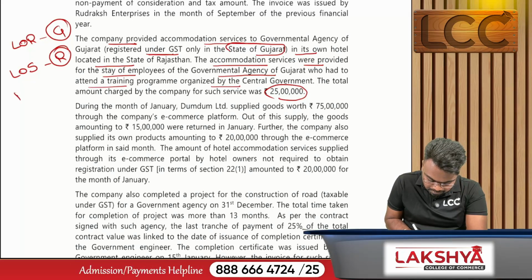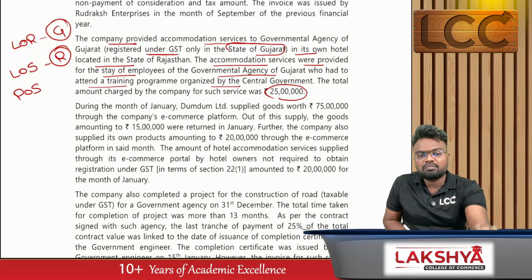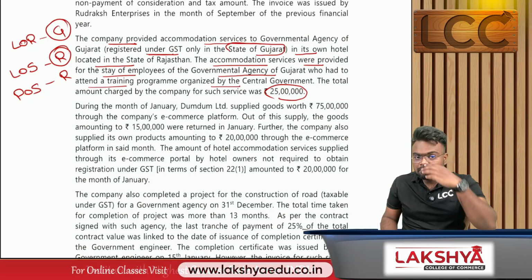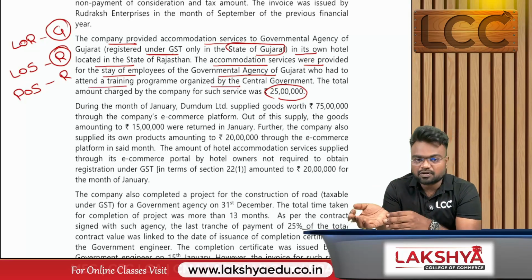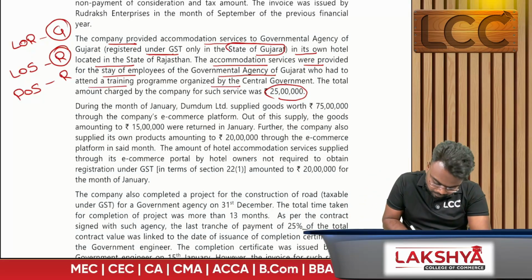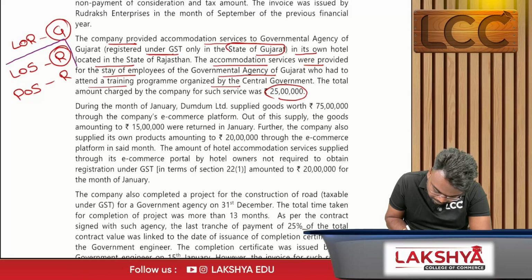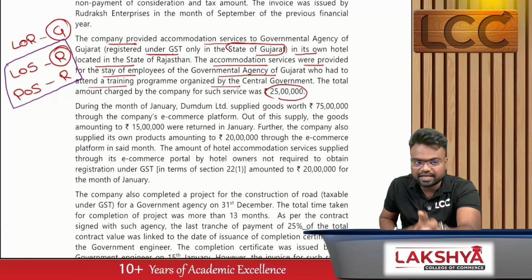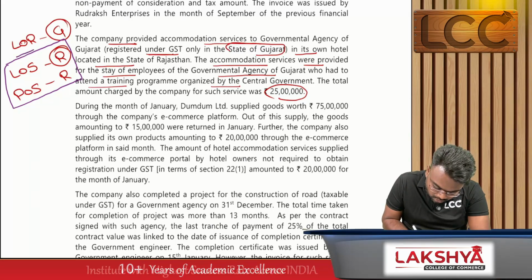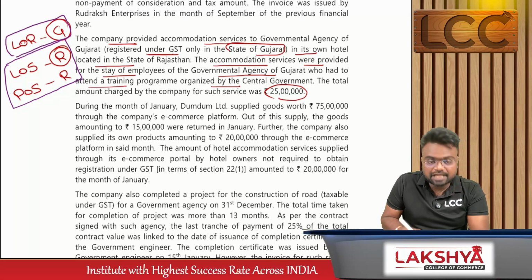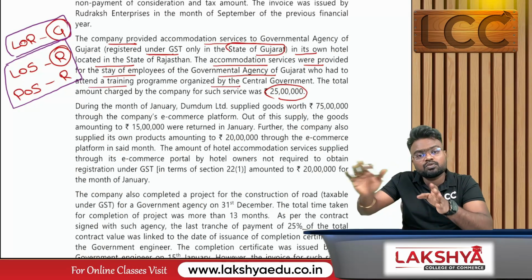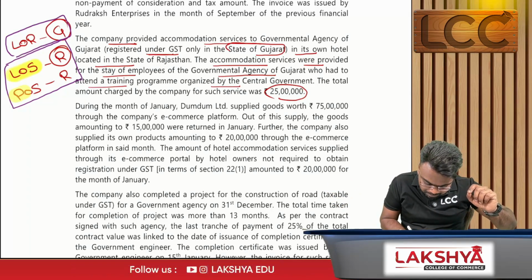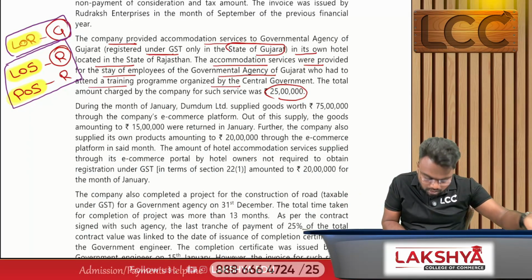And what is the place of supply? Place where such immovable property is located, that is also Rajasthan. So if you remember the TDS provisions, if the location of supplier and place of supply are in state A and the location of recipient is in state B, that means these two things are different. What are the two things? Location of supplier with place of supply, and location of recipient.